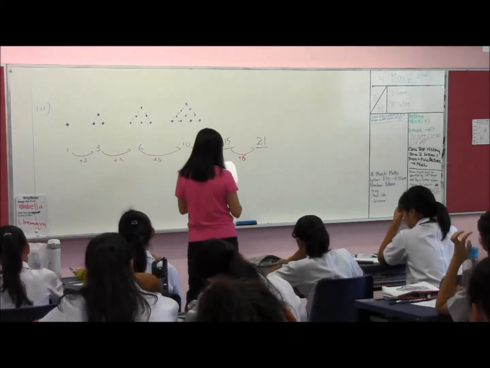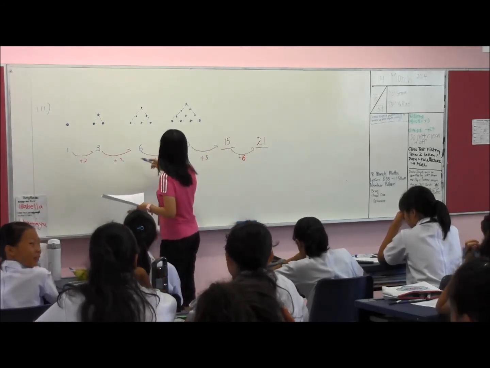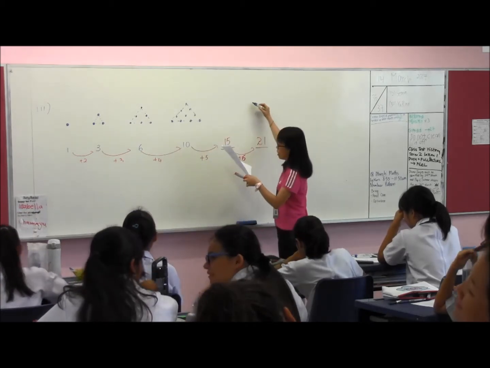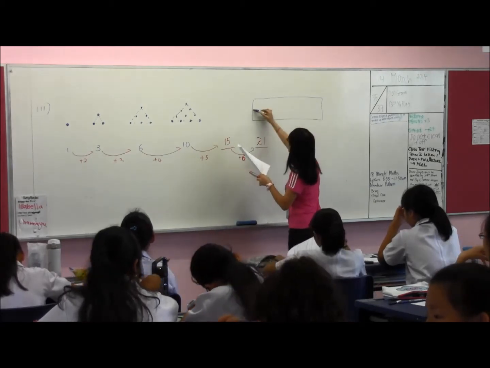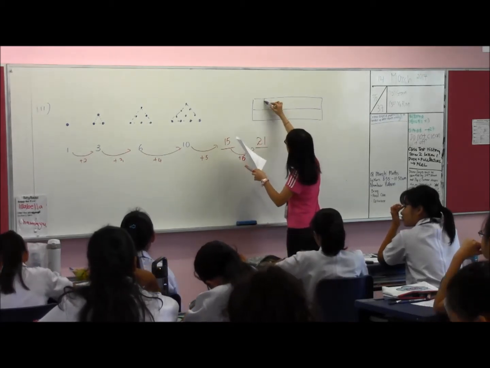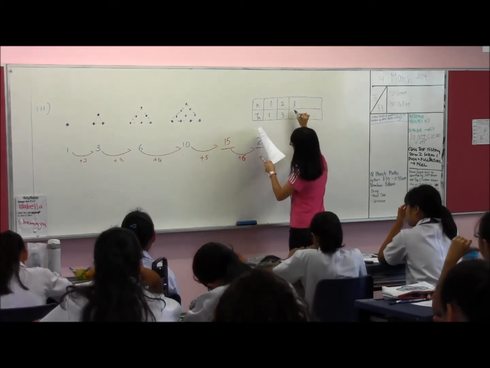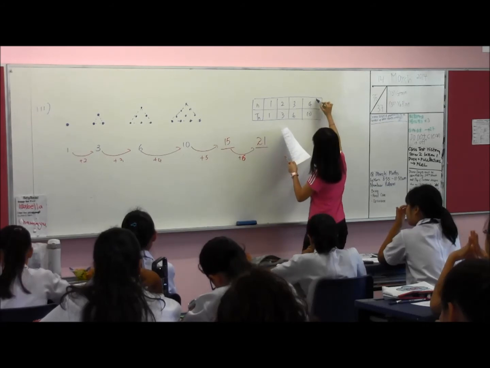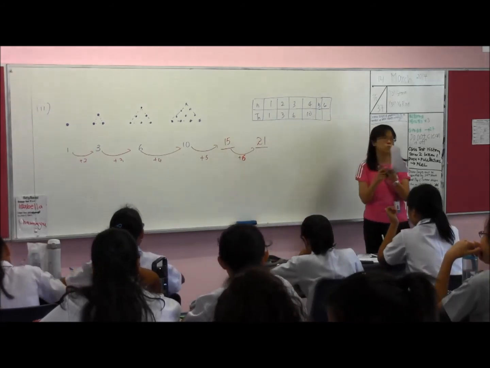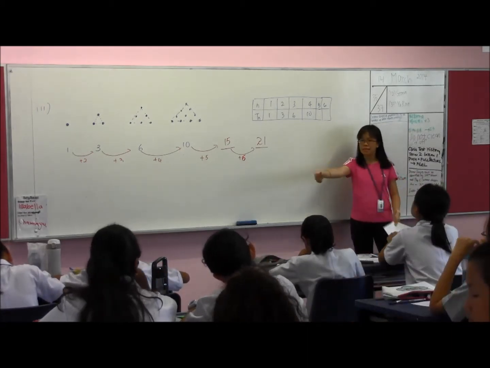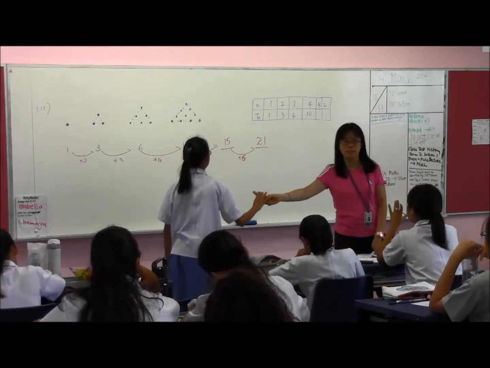Another way of seeing the triangular numbers. What's the Fibonacci? Okay, Fibonacci. Maybe let Regina explain how she sees it without looking at this. 1, 2, 3, 6, 4, 10. Now, how you actually see the sequence from the table, not like this. Now please listen to her explanation and see whether you understand.